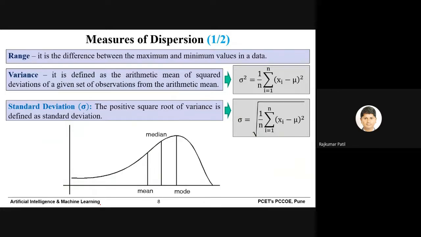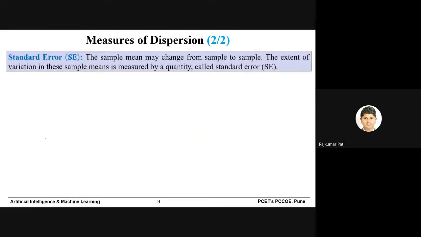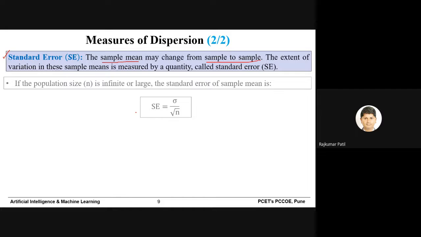So from these two slides, what we understood is that every time we cannot rely on mean, mode, median. Along with that, we should think about range, variance and standard deviation. Again, one more term comes into the picture, which is called standard error. The sample mean may change from sample to sample. The extent of variation in these sample means is measured by a quantity called standard error, and this is the typical formula for the same. So why is this very important?